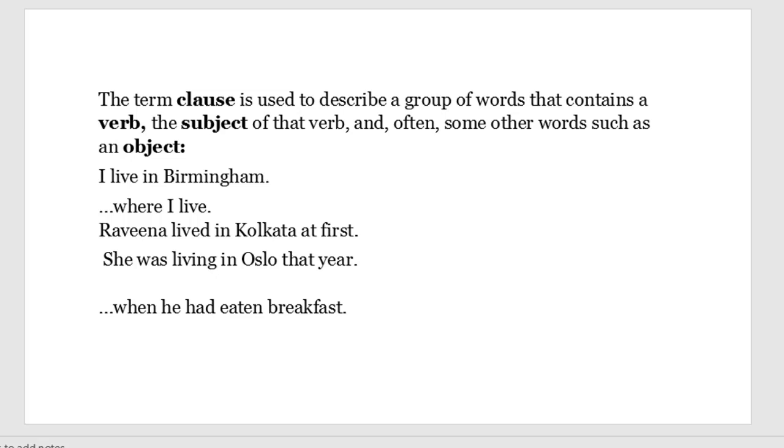The term clause is used to describe a group of words that contains a verb, the subject of that verb, and, often, some other word such as an object. I live in Birmingham. Where I live. Ravina lived in Kolkata at first. She was living in Oslo that year. When he had eaten breakfast.